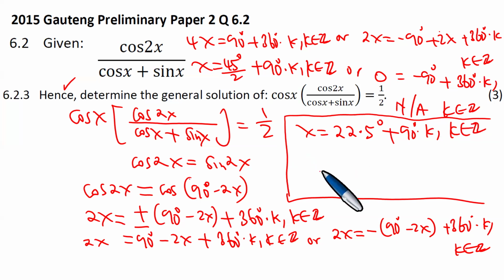Now we need to determine a general solution, so we're good. Any question here now? Anything to add, remove, or whatever?